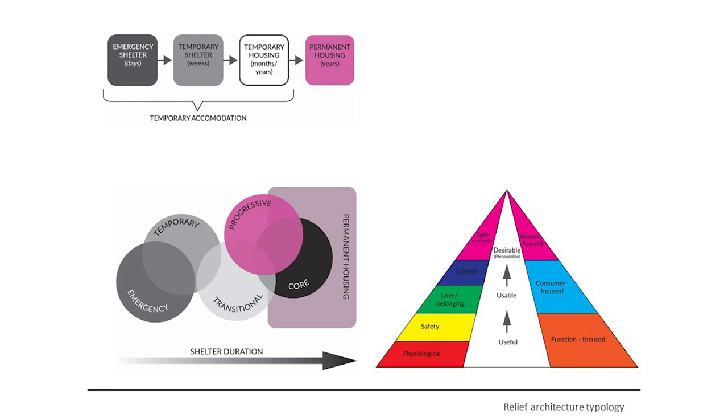Relief architecture, housing architecture, can be divided into several types. First is emergency shelter, which is needed immediately after the situation, after the war, after the earthquake, after the flood. And people should stay there for days. Then we talk about temporary shelter, sometimes tents. The United Nations High Commissioner tents are used for that. And then temporary housing, which should be used for months or years. Finally, permanent housing in the place where the event occurred, for example, after the earthquake, rebuilding the city, or after the war, coming back to the city.